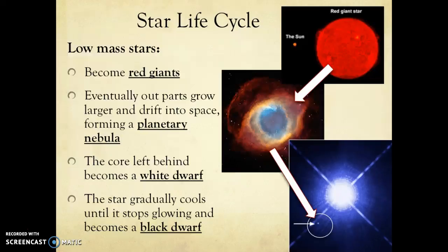Now, eventually, over time, the outer parts of the star grow larger and they drift off into space. And this forms what we call a planetary nebula. And that's what you see in the middle picture. So that middle picture, it is a real picture. That's actually what they look like.